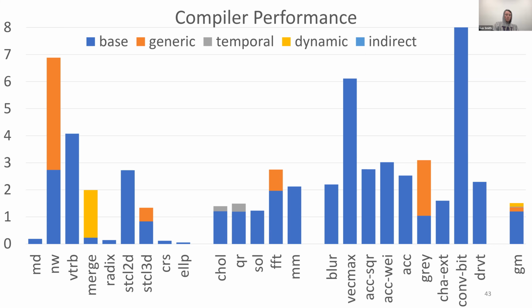Sorry, let me... What is this showing? What are the units on the y-axis? Well, the speed up. Sorry, it's the speed up over the out of order server CPU I mentioned. I see. And so where are we starting? Base is where we're starting from. It already does decoupled spatial transformation. Okay. So we're comparing to CPU implementation. Base is without any specific features turned on. Am I supposed to interpret generic, temporal, dynamic, and indirect as features turned on? True. Okay, thank you. Indirect is the sparse matrix.